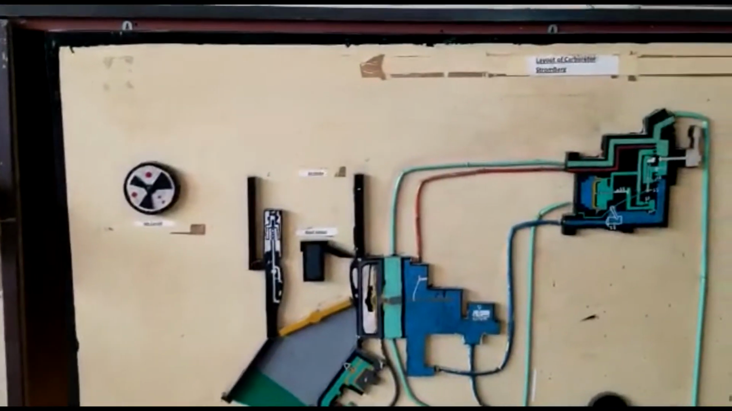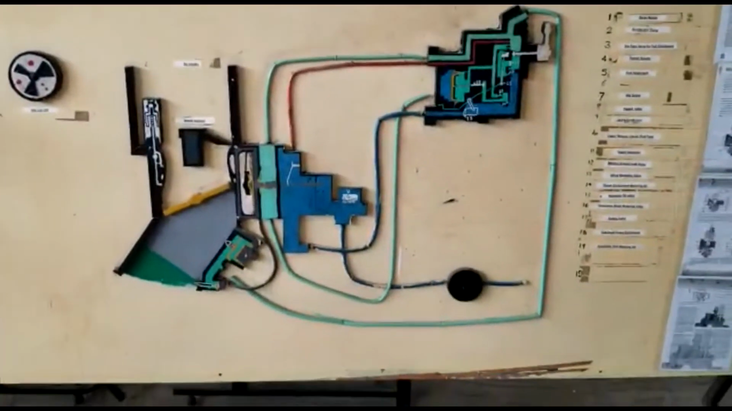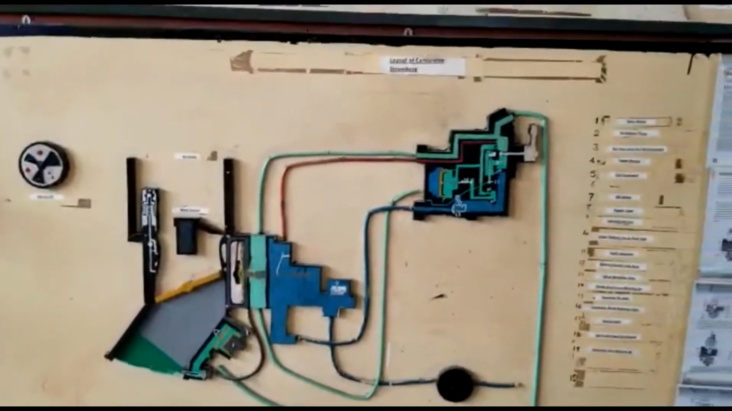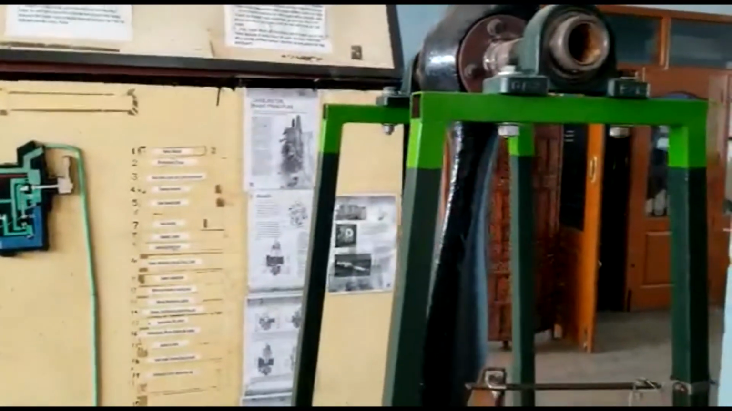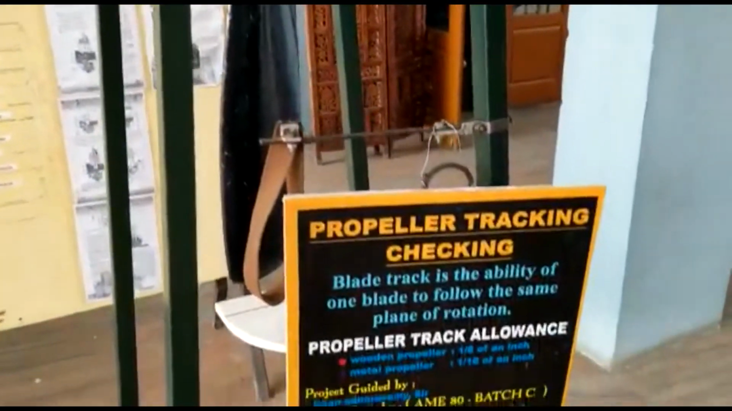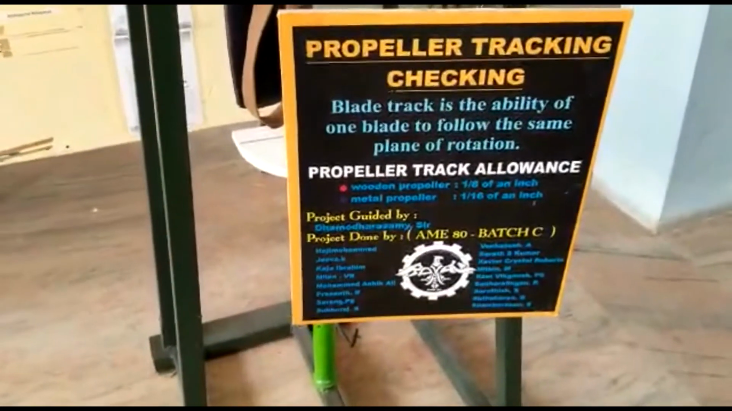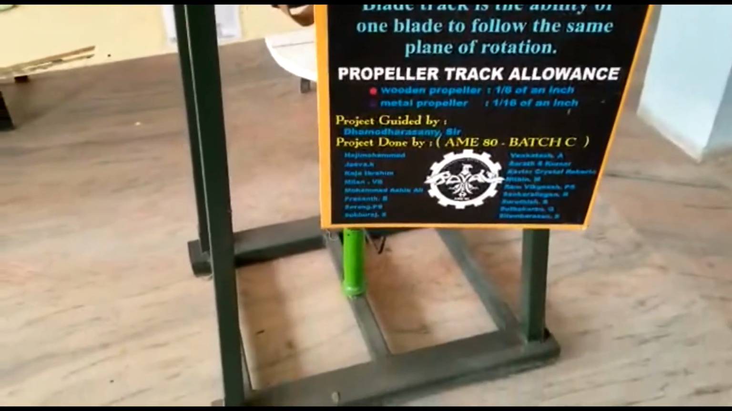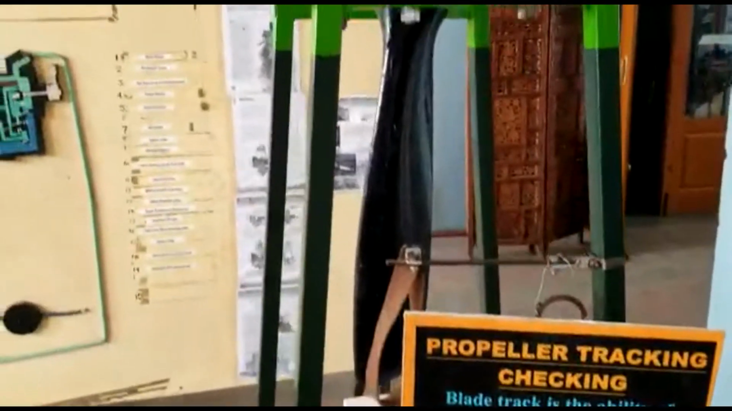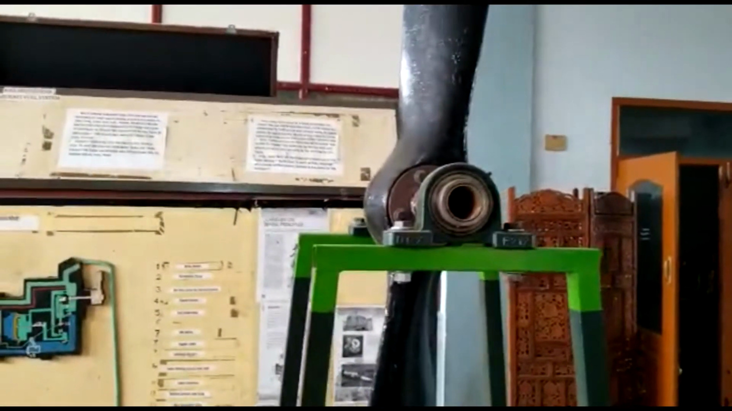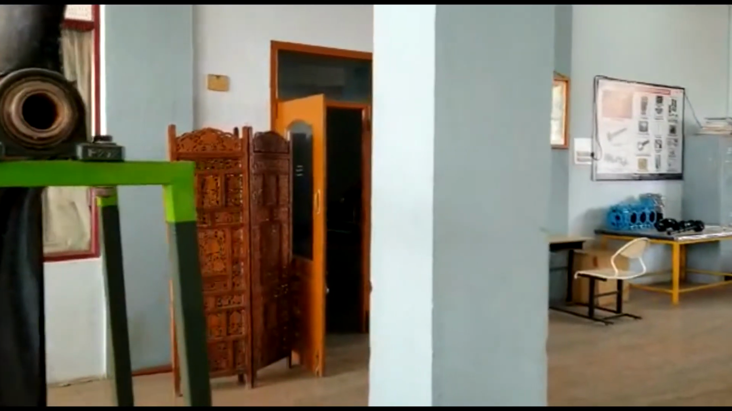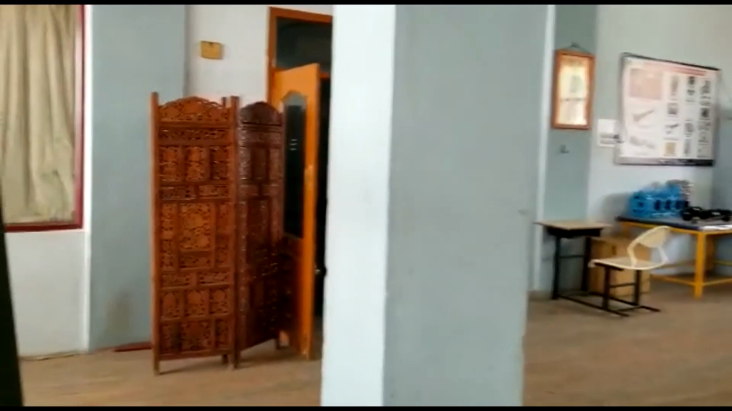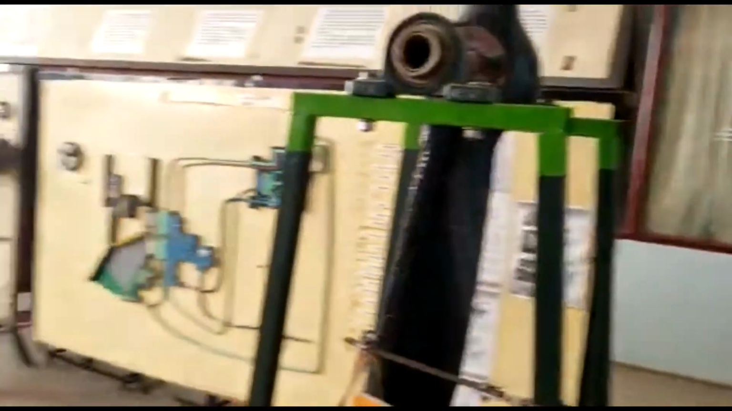And this diagram shows the carburetor system, which will be explained. And this is the propeller track checking stand. We can keep the propeller on the stand. We can check whether the tips of the propeller are rotating in the same plane of rotation. This is the propeller track checking stand. And this is the overall view of the propeller lab.